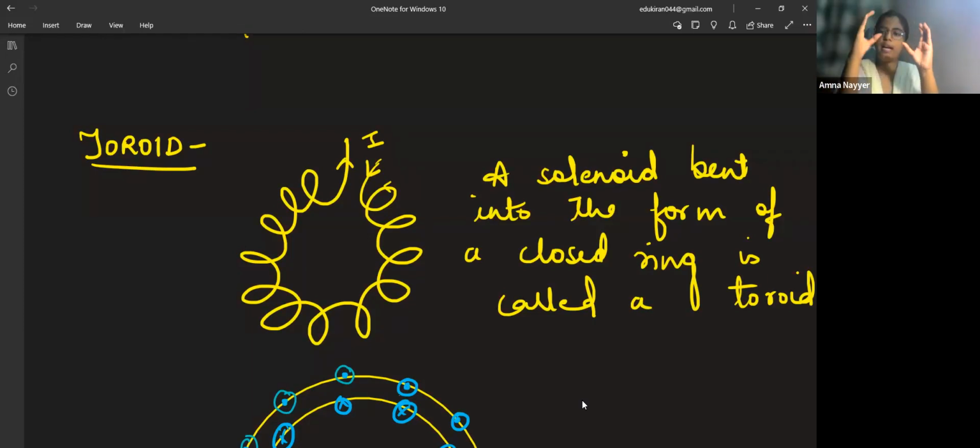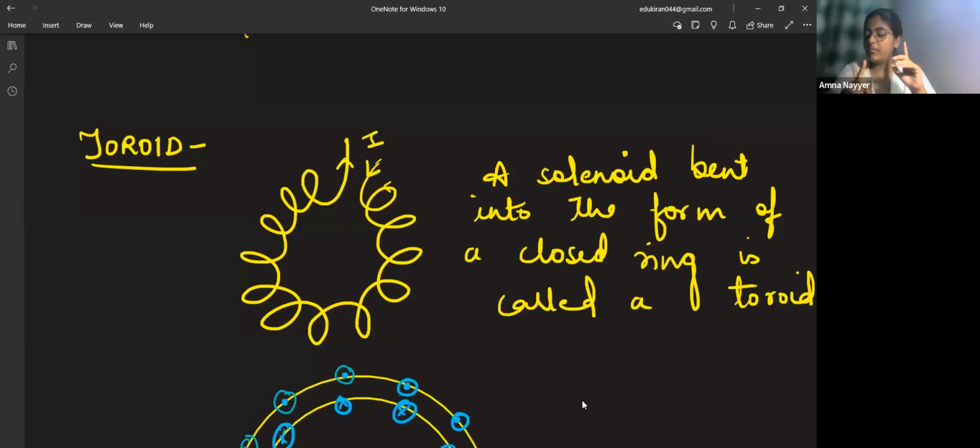So if you are just bending it in the form of a circle, that gives you a toroid. Just the difference is that number of turns per unit length becomes different. Why? Because when you have a straight solenoid, length is L, but as soon as you have a circle, the length of a circle is the periphery of it. So a solenoid bent into the form of a closed ring is called a toroid.